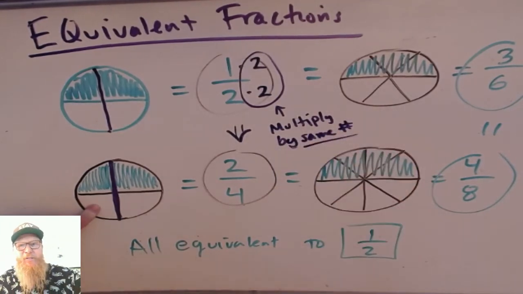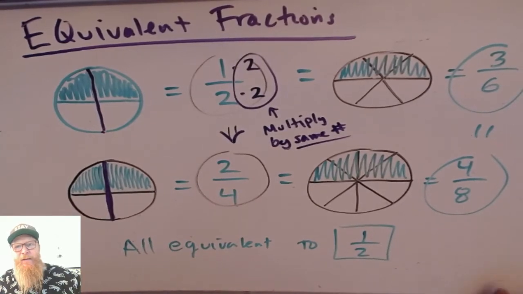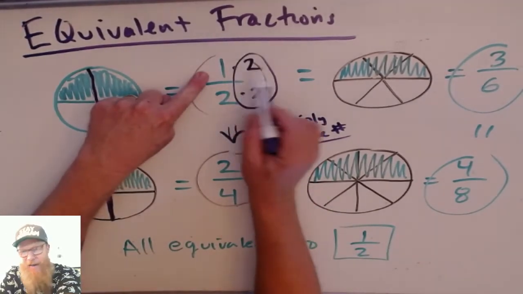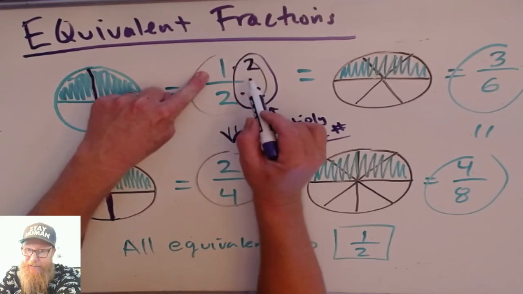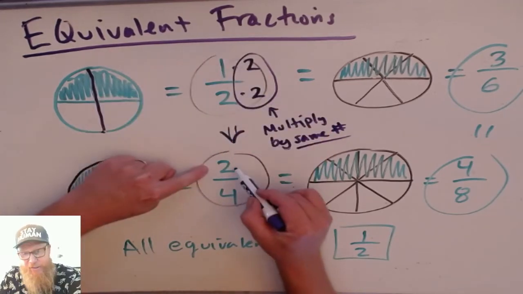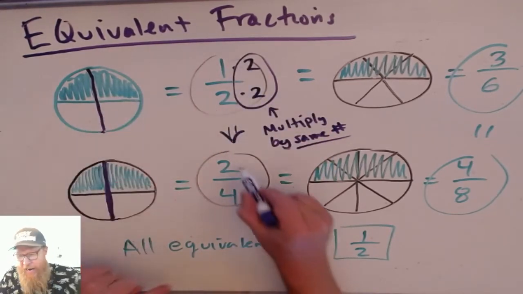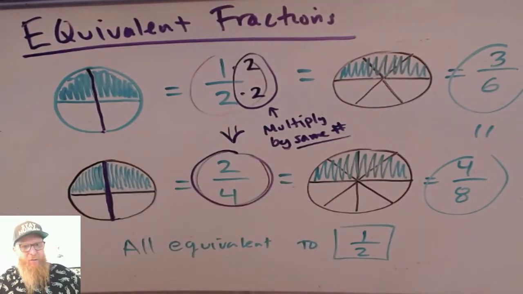The easiest one to do is two. If you multiply by two, you have to do the numerator and the denominator. Then you get one times two is two, two times two is four, and now you've got a pizza with four slices.